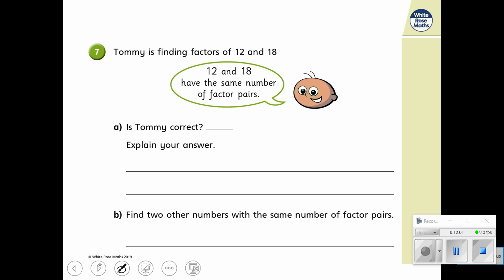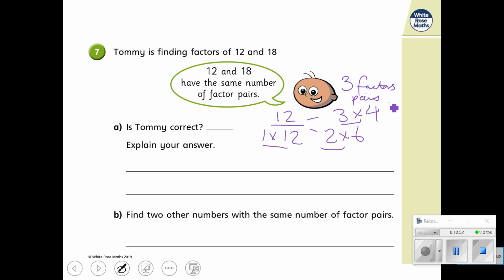So let's start with 12. Here's the number 12. So 12 has got 1 times 12, 2 times 6, 3 times 4. Then you would go on to 4 times 3, but we've already done that. So that has got 1, 2, 3 factor pairs. So 3 factor pairs for 12.